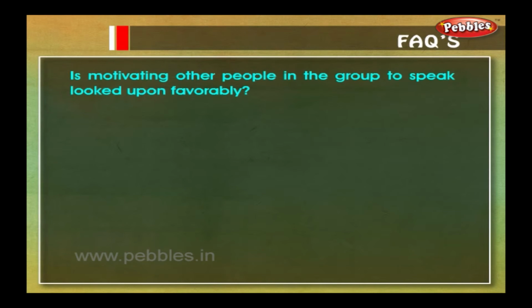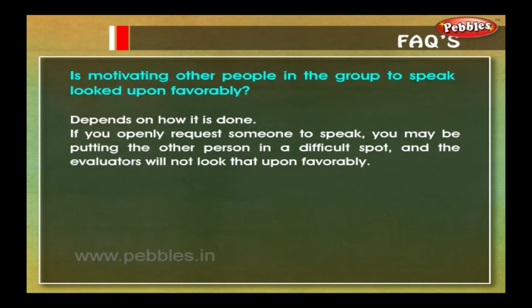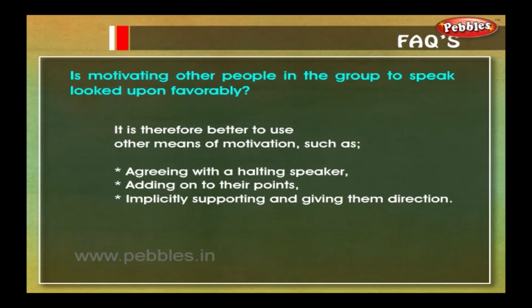Is motivating other people in the group to speak looked upon favorably? Depends on how it is done. If you openly request someone to speak, you may be putting the other person in a difficult spot, and the evaluators will not look upon that favorably. It is therefore better to use other means of motivation, such as agreeing with a halting speaker, adding to their points, implicitly supporting and giving them direction.